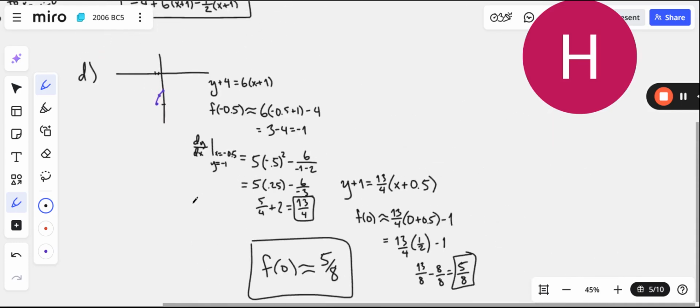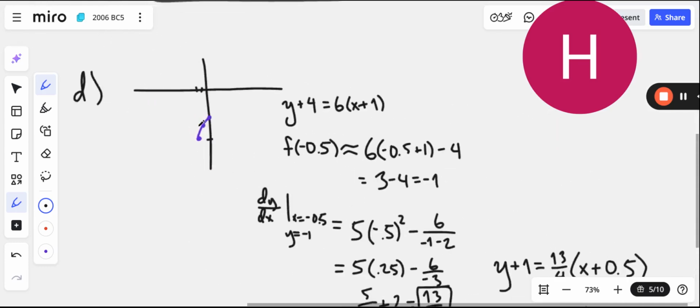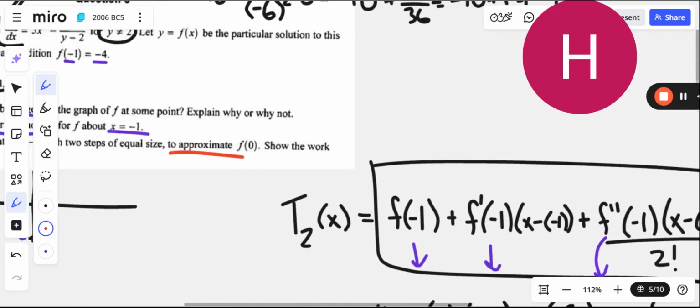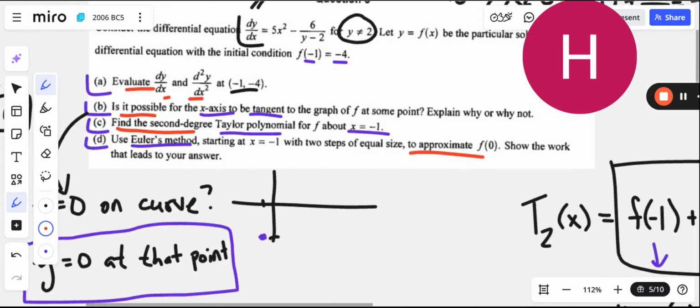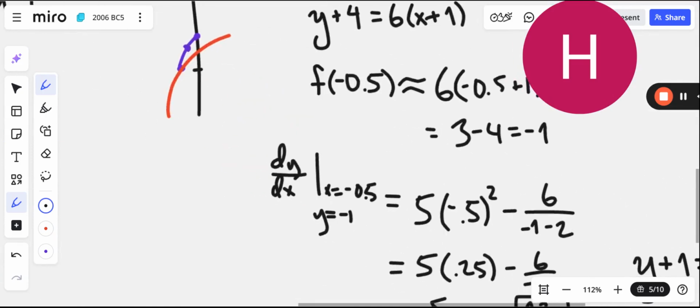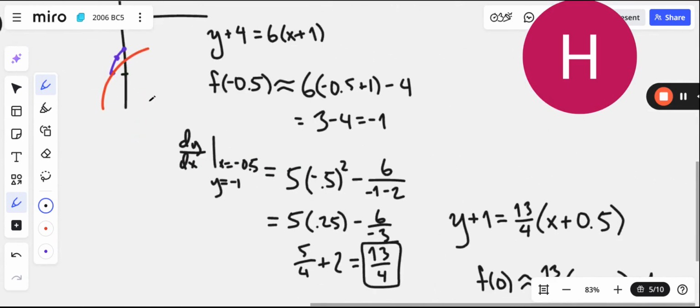So this was a way of using Euler's method to approximate where the function would actually be. It's possible that the function doesn't really do that. It's possible that the function is up there, or maybe it flattens out sooner. Who knows? It just tells us to approximate what f of 0 is. So that is our approximation. It doesn't ask us to truly predict what the curve is going to be.